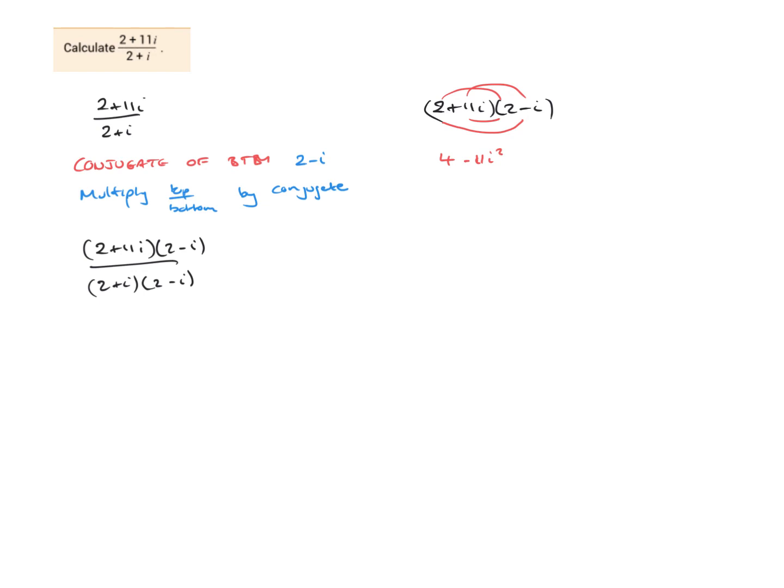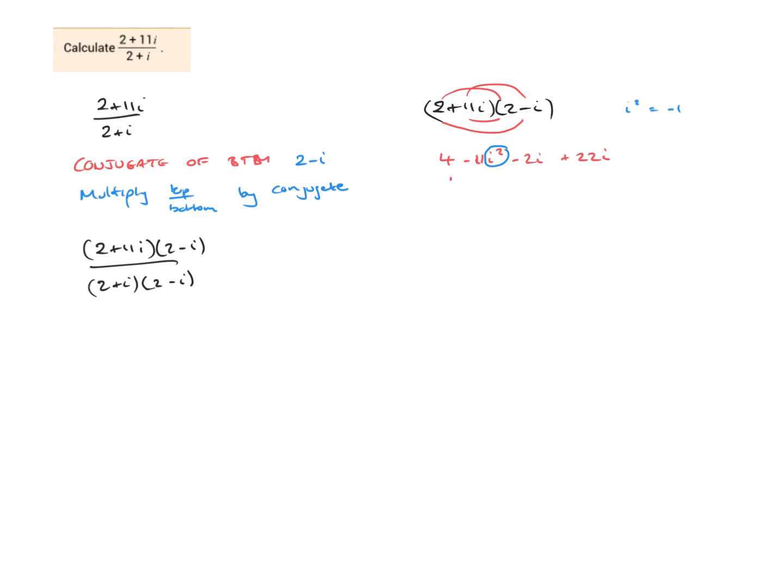Then I've got the next one, which is 2 times minus i, so that's minus 2i. And the last one, guys, here is 11i times 2, so that's plus 22i. Okay, we remember that if we see an i squared, it is equal to minus 1, so we're going to change this for minus 1, which means that we change the sign in front. So instead of minus 11, this becomes plus 11, so we'll do that next.